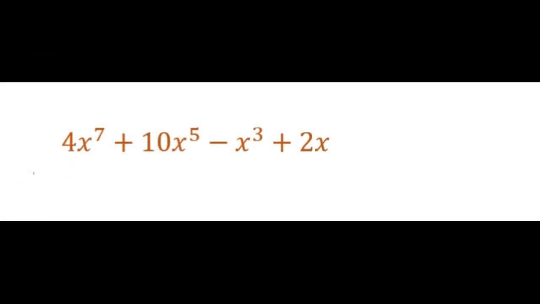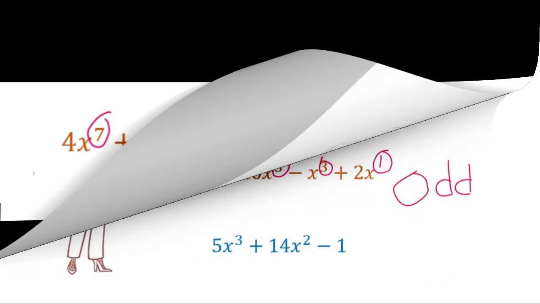This next polynomial, we have an odd exponent, an odd exponent, an odd exponent. And this is also an odd exponent because that's like x to the 1. So if all terms in the polynomial are odd, then the function is odd.